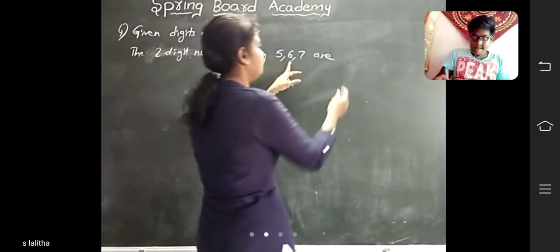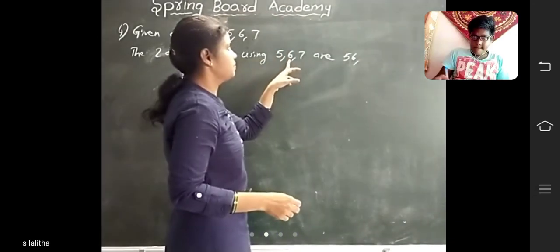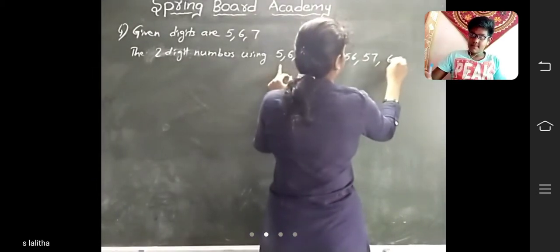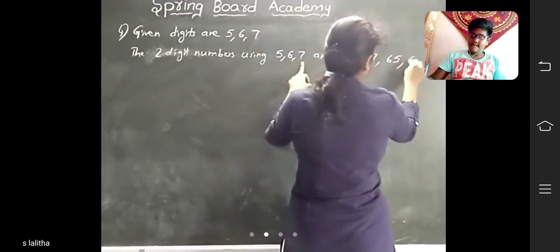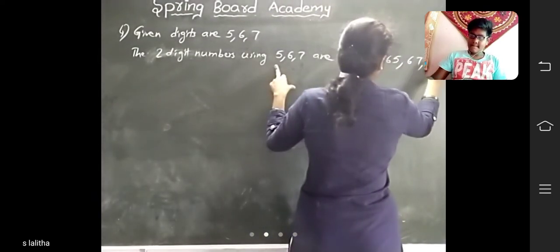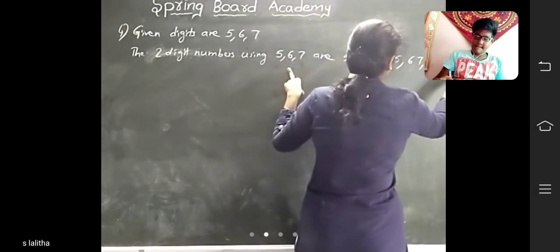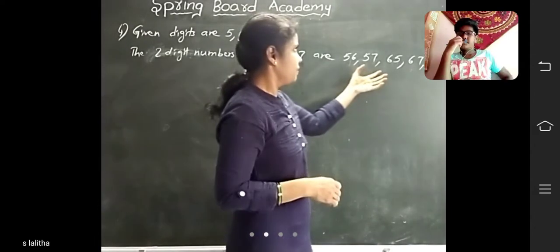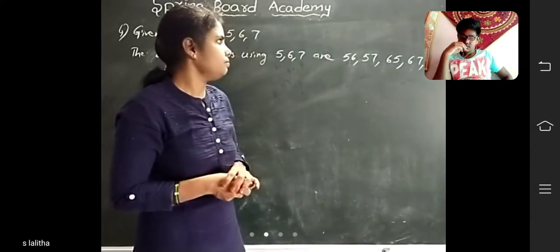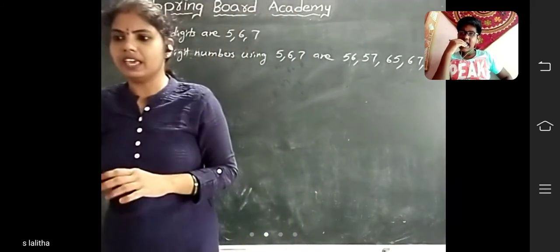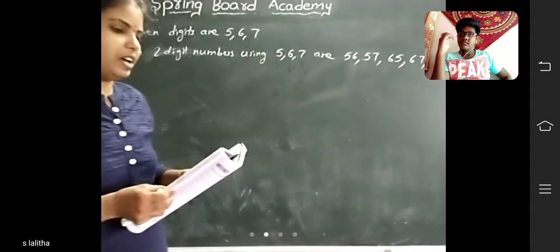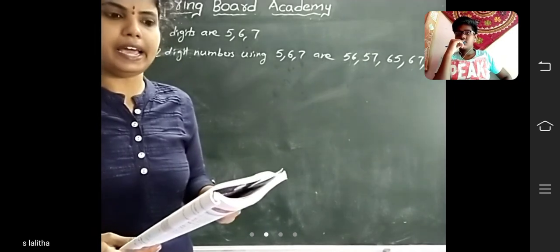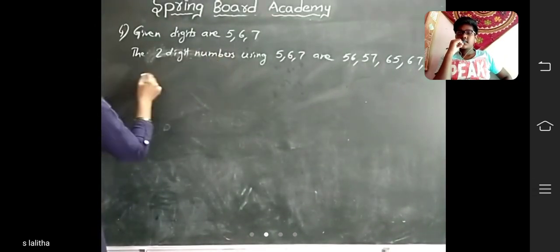What are those? First one 56. Next 57. Next 65. Next 67. Next 75. Next 76. Okay? Now you can try. You will get how many numbers? 6 numbers. Now you can check whether these numbers are divisible by 2, 3, 5, 6 and 9.